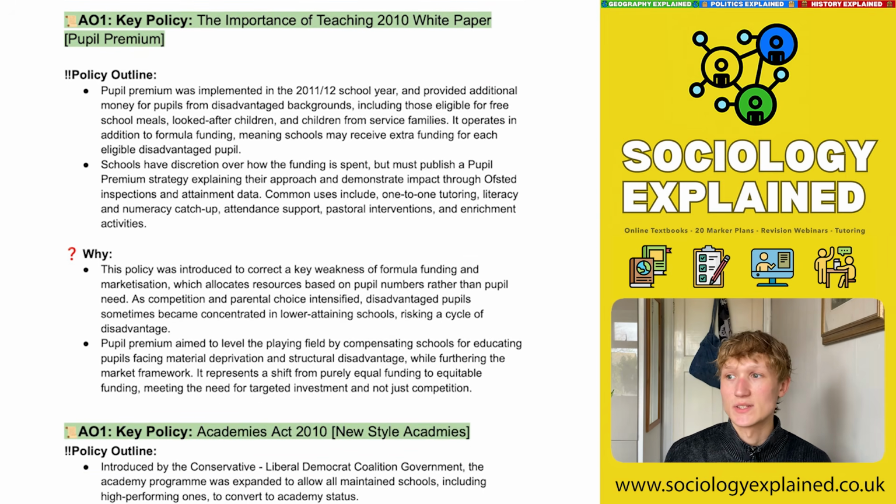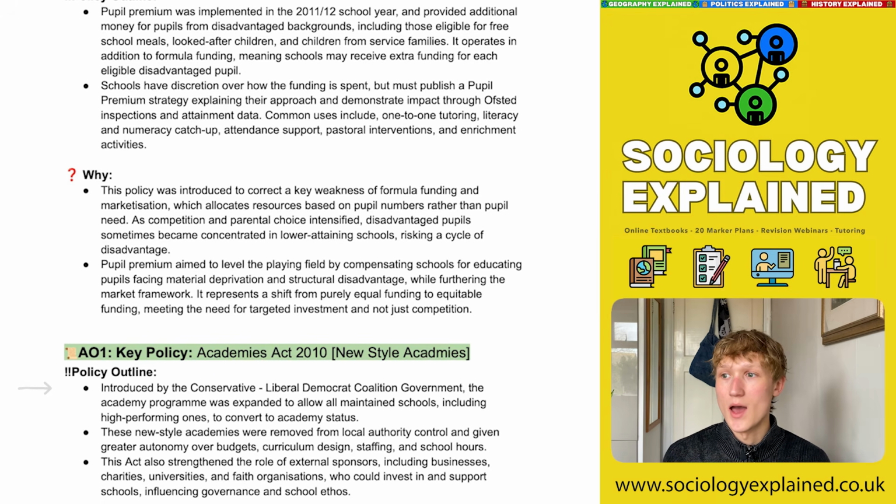You then have the Academies Act of 2010, and this was introduced by the Conservative Lib Dem coalition government, and this was a government that expanded the academy programme to allow all maintained schools, high-performing schools particularly, to convert to academies. And if schools became academies, they were removed from local authority control, and they operated as their own sort of trust in a way. And they would then have greater autonomy over the budgets, curriculum design, staffing and school hours.